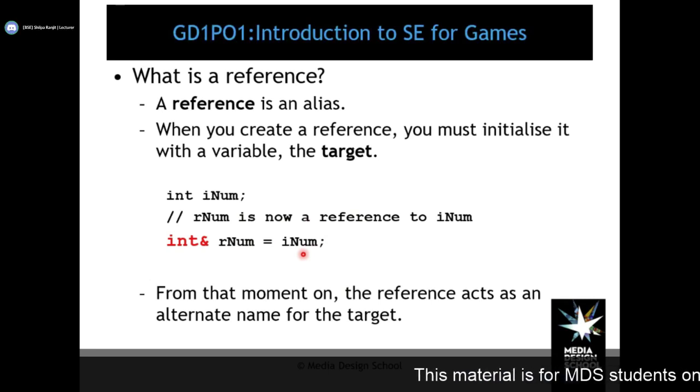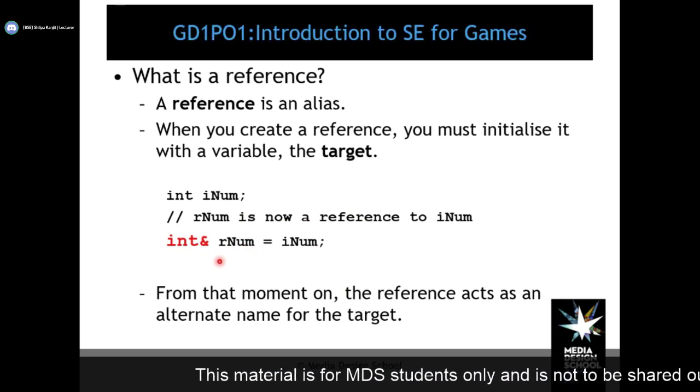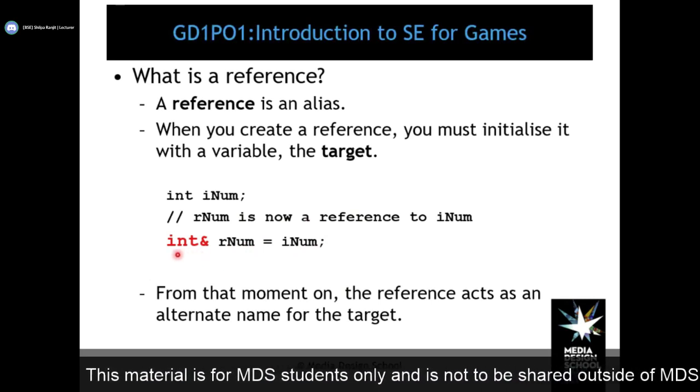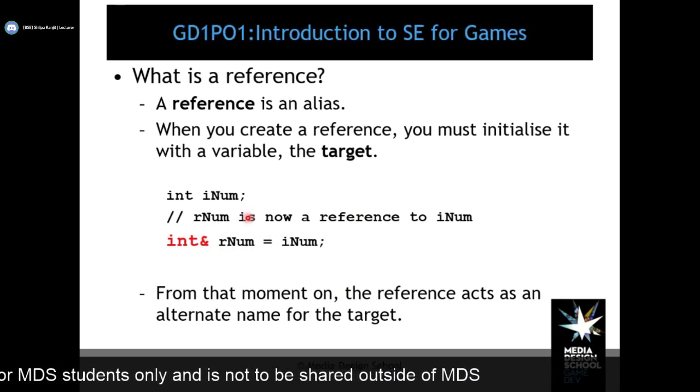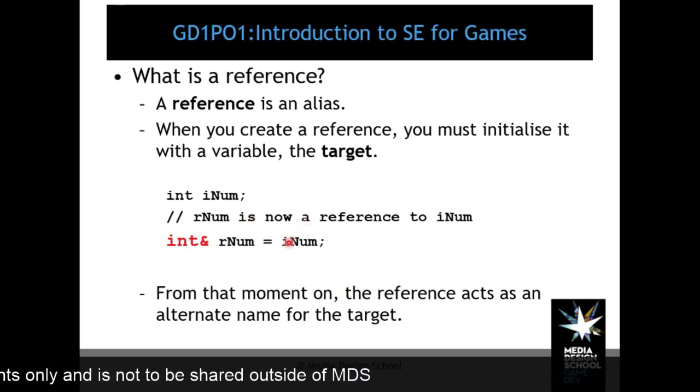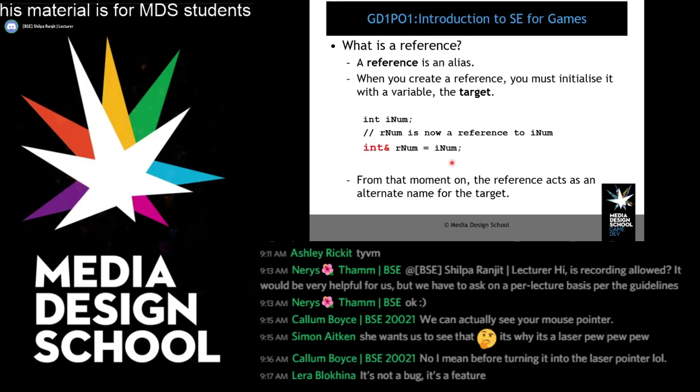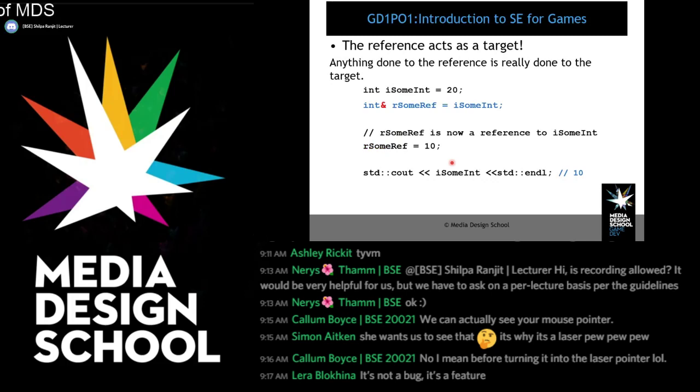So I hope you're all clear with the basic declaration. The declaration that you have to take care of is the data type followed by ampersand and the name of your reference variable, equal to the variable that you want to alias. All right. So I can't see any doubts at this point. So I'll just move on to the next slide.